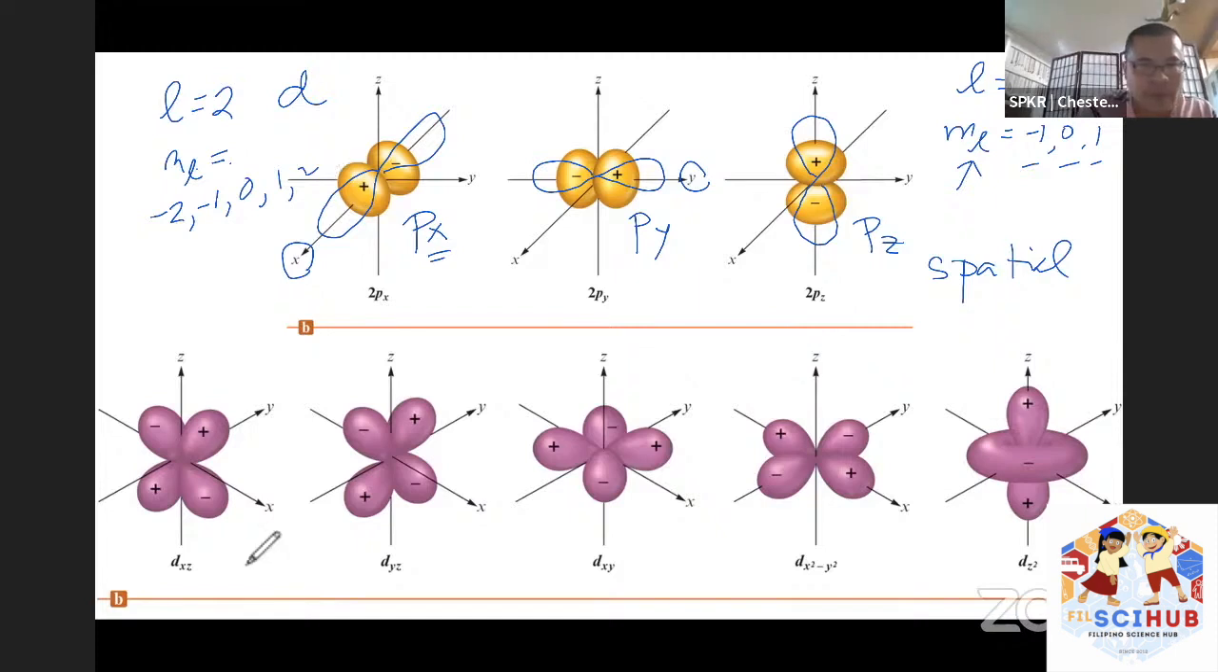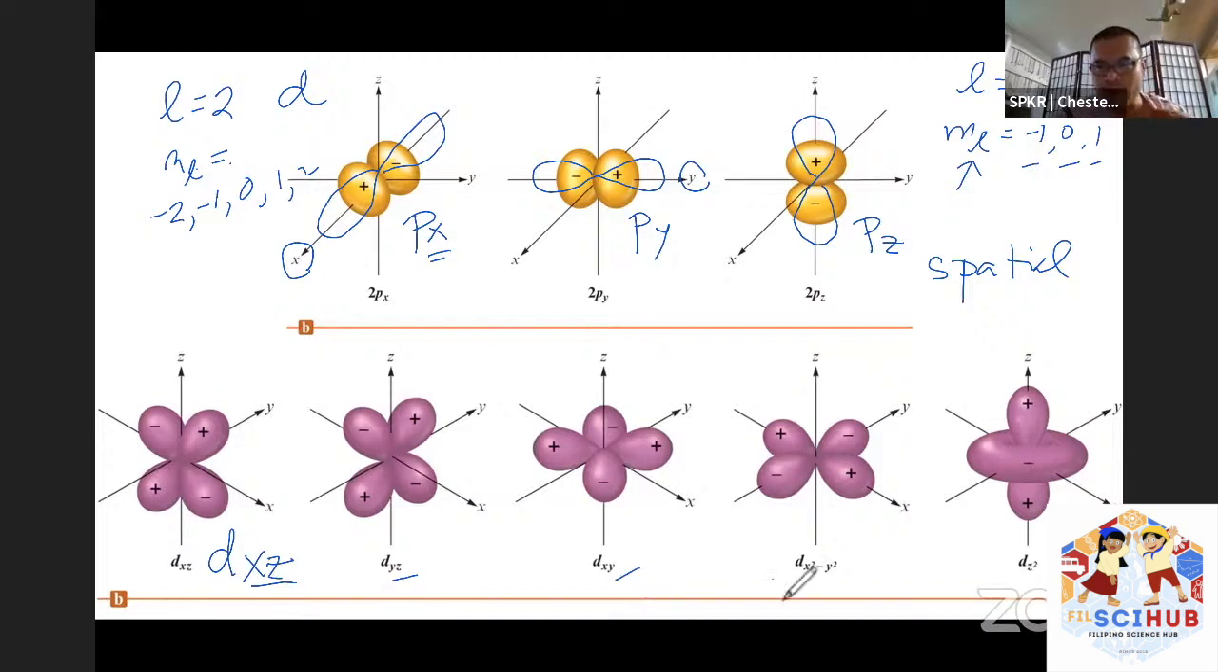The first is actually dxz. Okay, anong ibig sabihin ng dxz na to? So the lobes, or the orbital, are present in the xz plane. Okay, xz plane. So, nasa xz plane ka. So, parang pag humawak ka ng papel, sa harapan mo, sa harapan ng mukha mo, that is the xz plane. Okay? And then, meron kang dyz. The orbitals or the lobes are actually located on the yz plane. dxy on the xy plane.